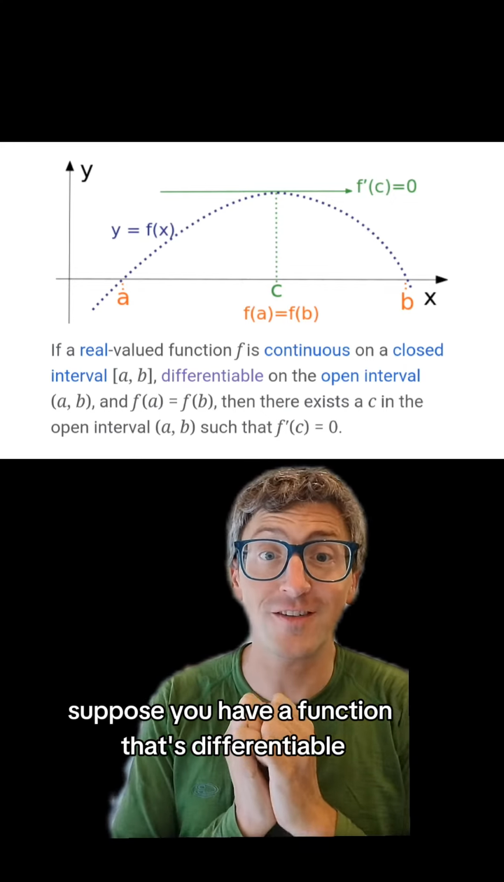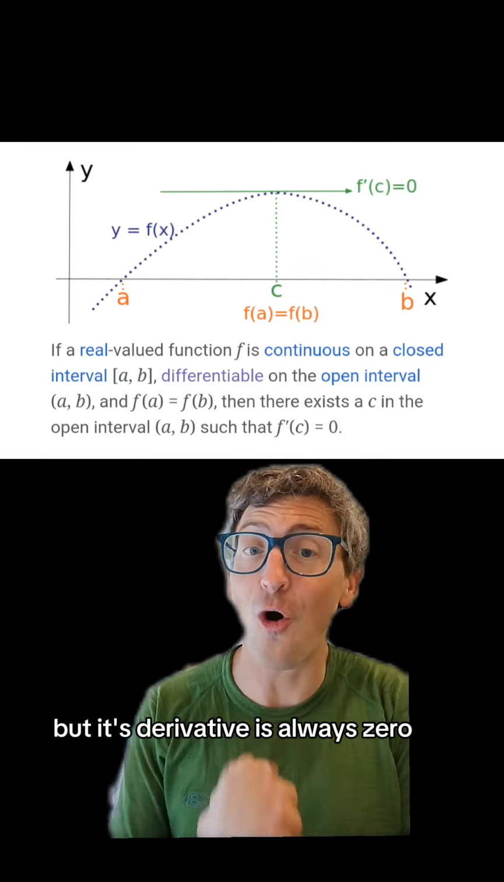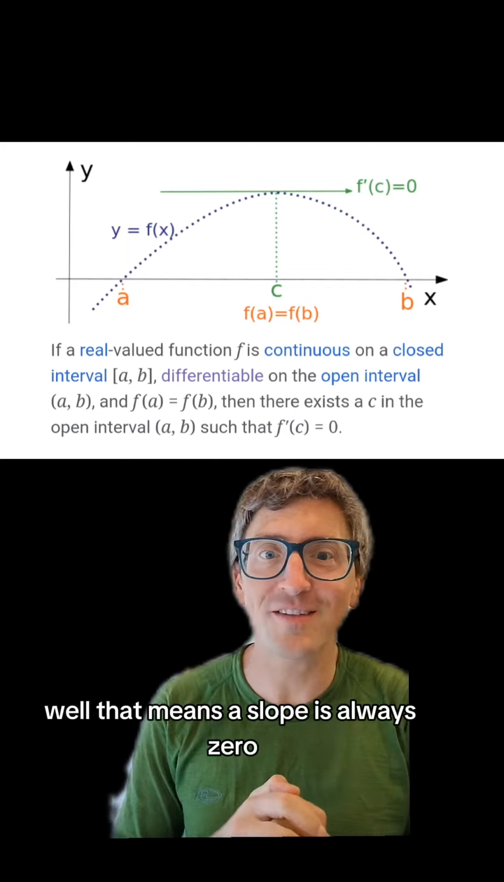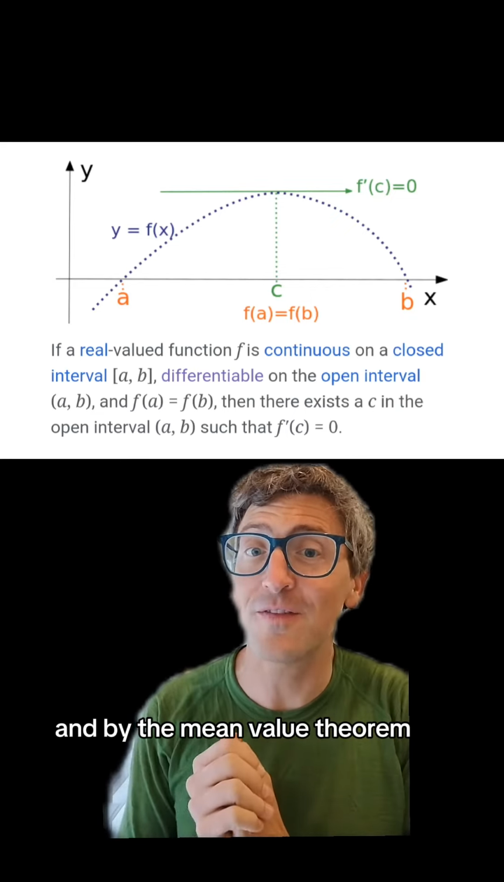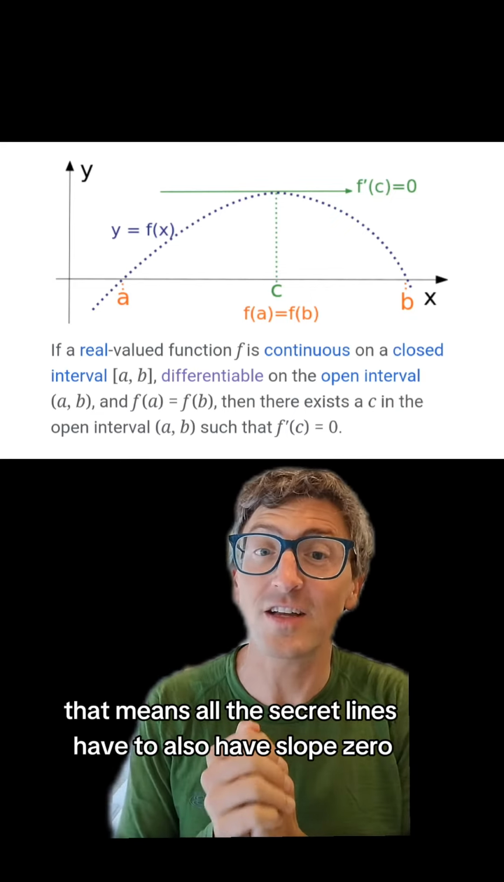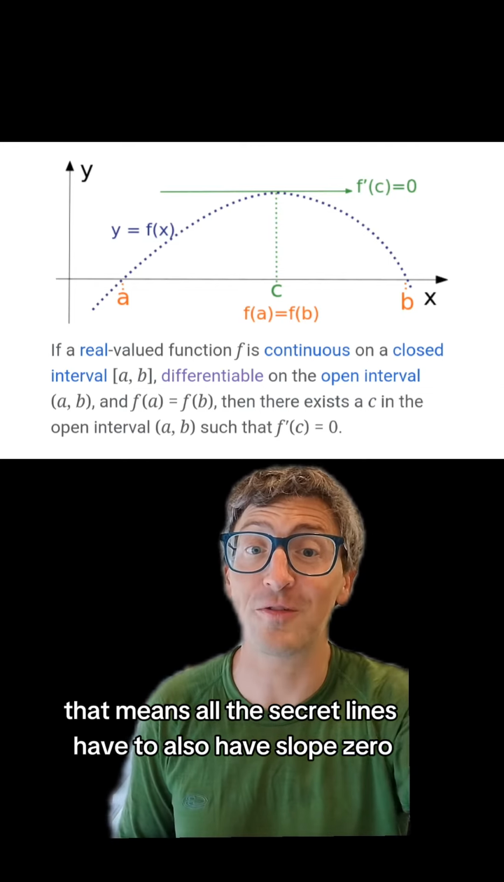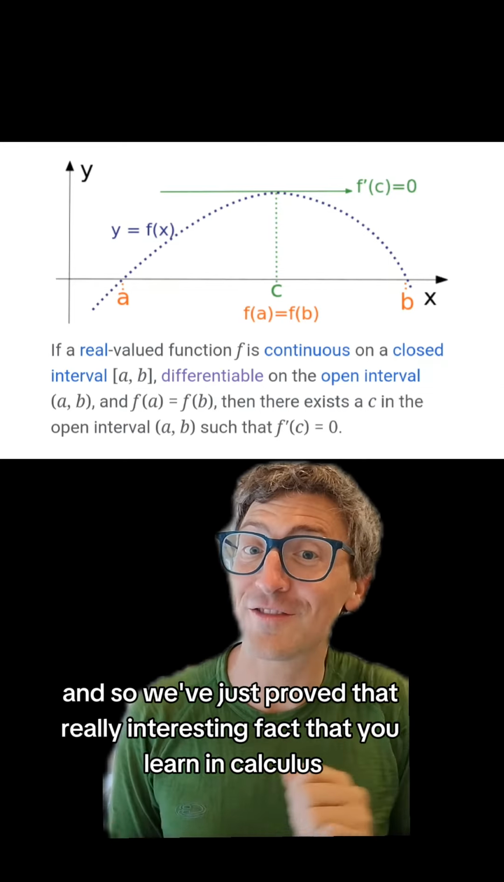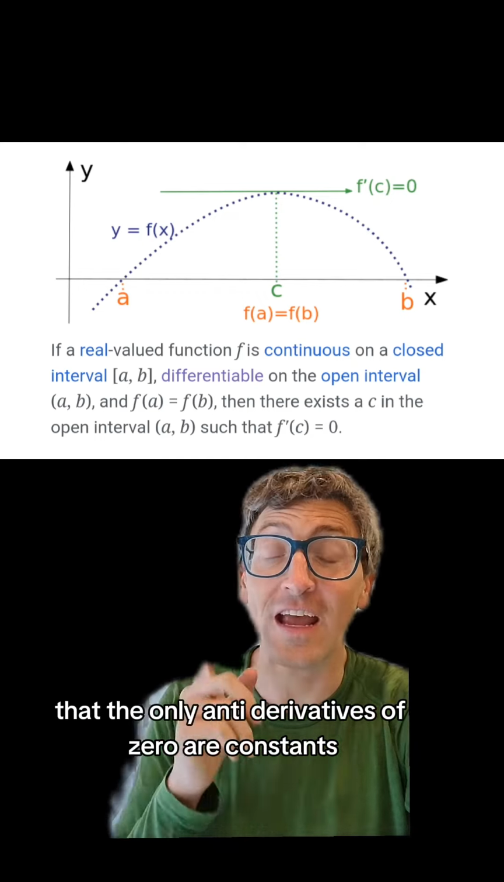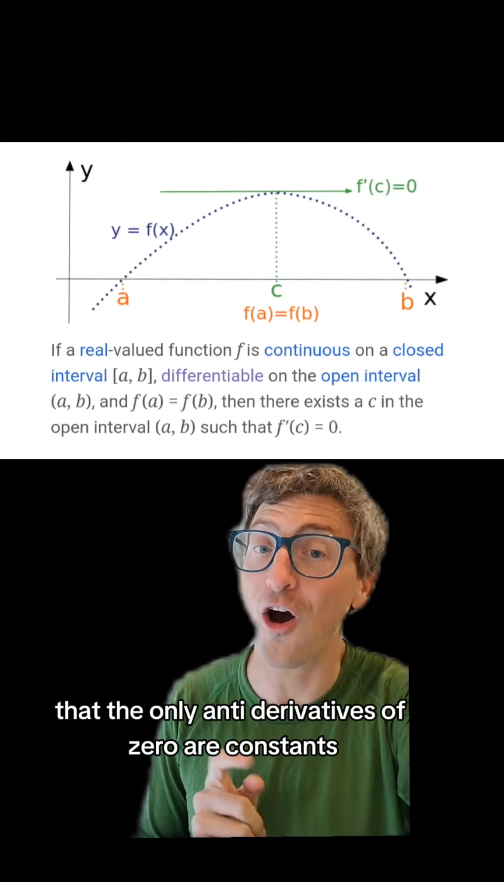And finally, I can't resist giving one special application of the mean value theorem. Suppose you have a function that's differentiable, but its derivative is always 0. Well, that means the slope is always 0, and by the mean value theorem, that means all the secant lines have to also have slope 0. And so we've just proved that really interesting fact that you learned in calculus, that the only antiderivatives of 0 are constants.